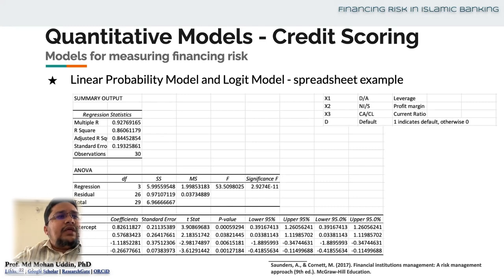If you think about the beta coefficient of x2, again you can see it is negative. That means the higher the profit margin, the lower the default. And the coefficient is 1.11. And x1 is leverage. You can see a positive relationship, so the higher the leverage, the higher the default.